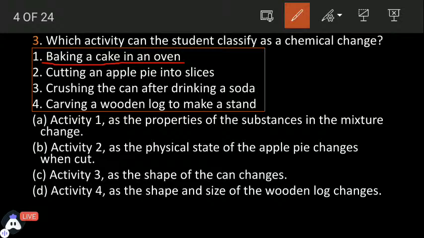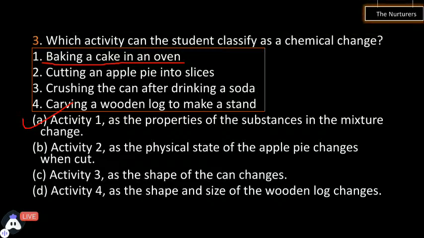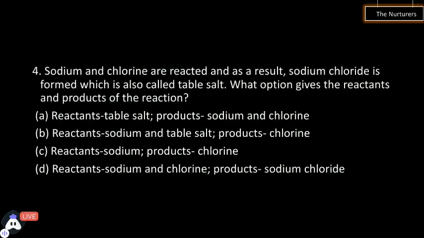The new substance is formed, and whatever new substance is formed, its properties entirely change from the earlier properties, so we call that a chemical change when the properties of the substance in the mixture change. So the correct option is A and correctly answered by many. Good. Moving ahead to the next one.